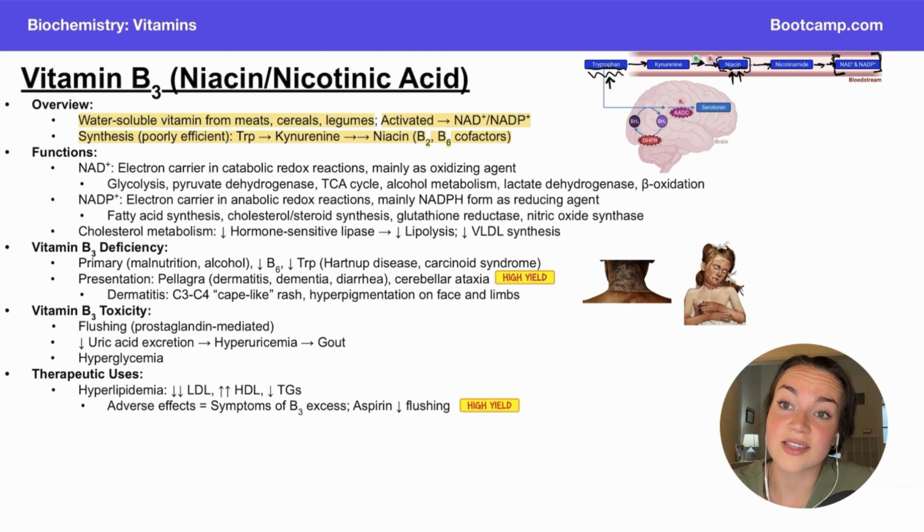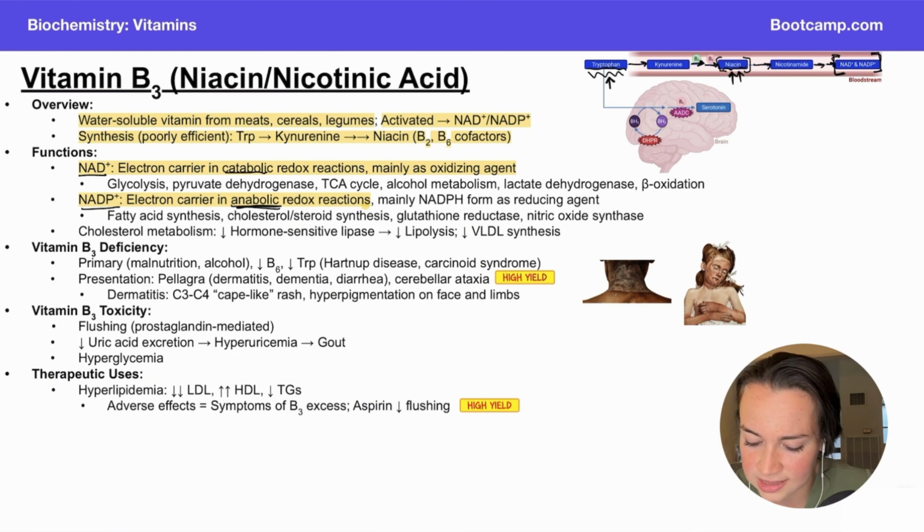So like we said, niacin is very important because it forms NAD+ and NADP+. NAD+ was our electron carrier in catabolic redox reactions, mainly as an oxidizing agent. Contrast that with NADP+, which was an electron carrier in anabolic redox reactions. So NAD+ were primarily breaking things down, and NADP+ were primarily building things up. We're usually not seeing a whole lot of NADP+ in that form. We're mainly seeing it in the NADPH form as a reducing agent.